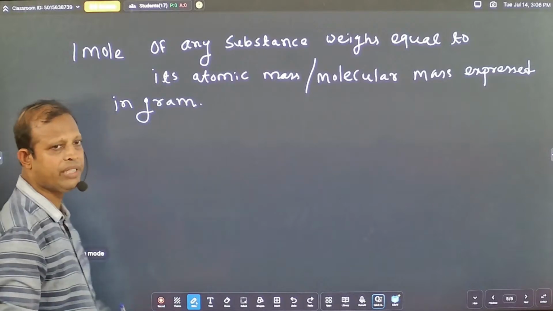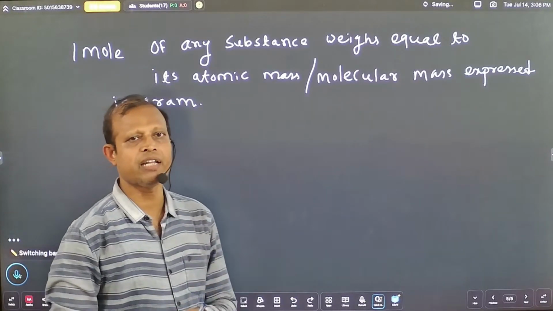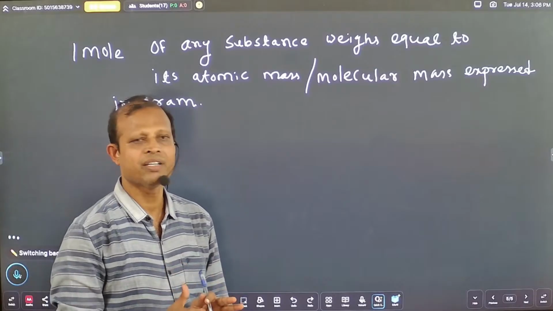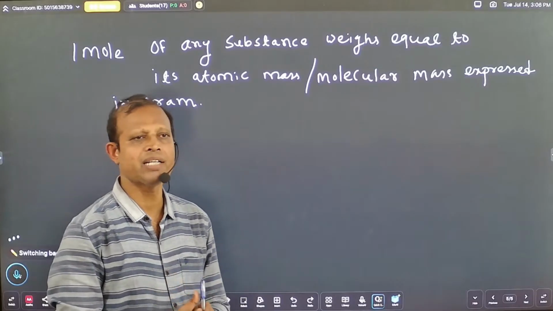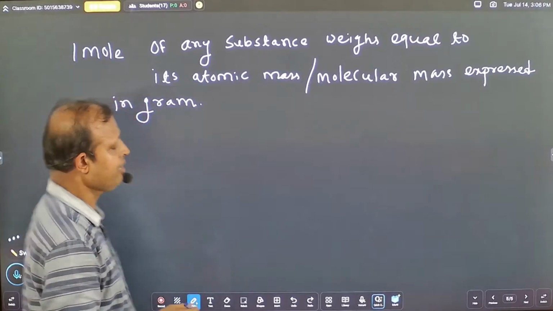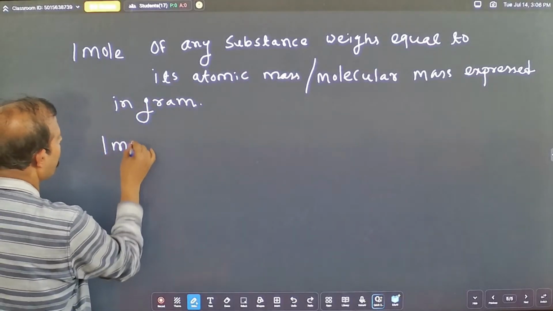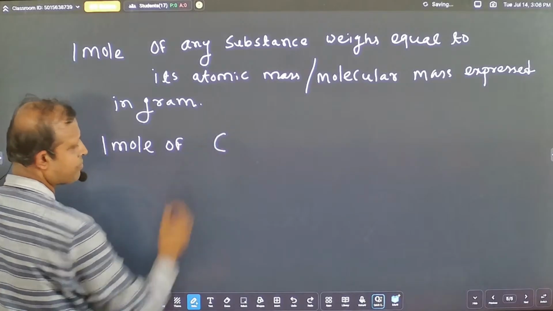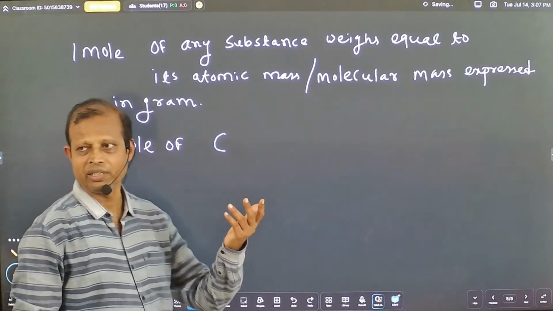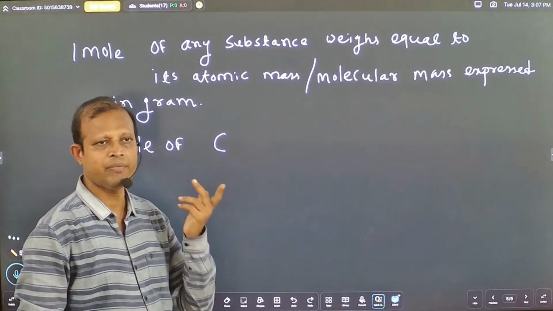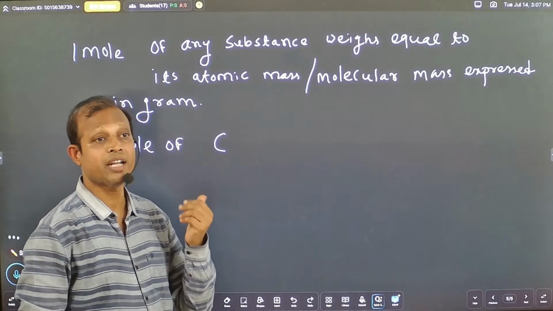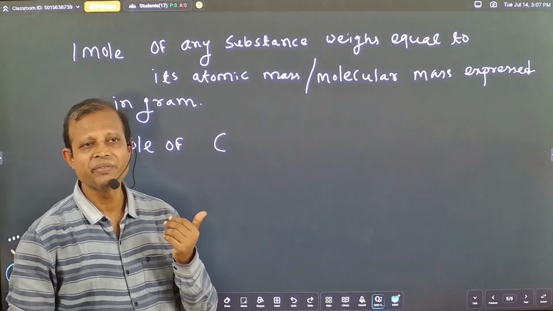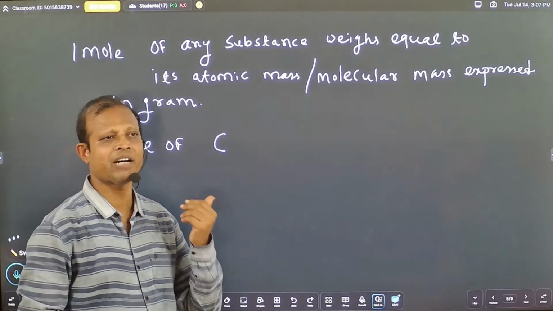So what does it mean? Suppose it is an element. Then 1 mole of that element weighs equal to its atomic mass expressed in gram. If I say 1 mole of, say, carbon, what is it? Is it an element or compound? Carbon is an element or compound?